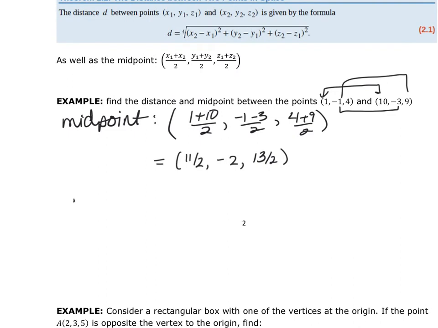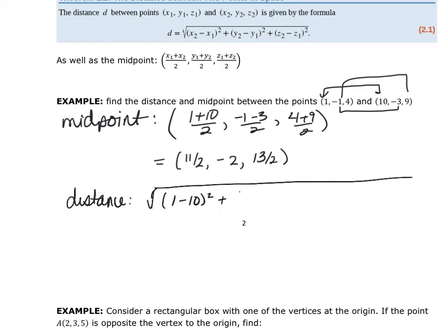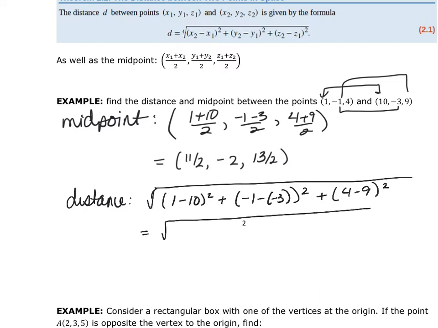For the distance formula, it doesn't matter whether you take your x2s minus the x1s or the x1s minus the x2s, provided, of course, you're consistent. So I'm going to do 1 minus 10, the quantity squared, plus negative 1 minus a negative 3, the quantity squared, and then plus my last one, which is 4 minus 9, the quantity squared. So this is going to be equal to the square root of 11 squared, which is 121, plus negative 1 plus 3, which is 2, so 2 squared is 4. And then 4 minus 9 is negative 5 squared, so plus 25.